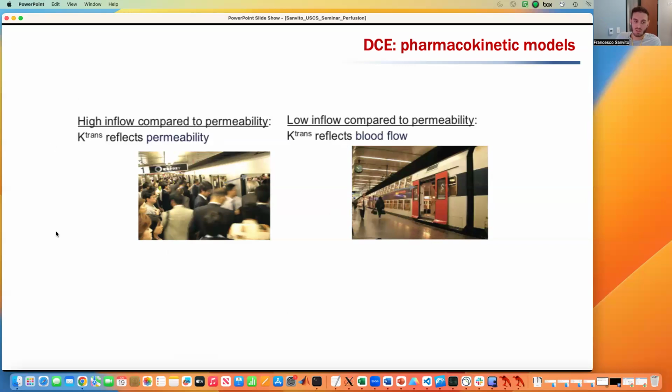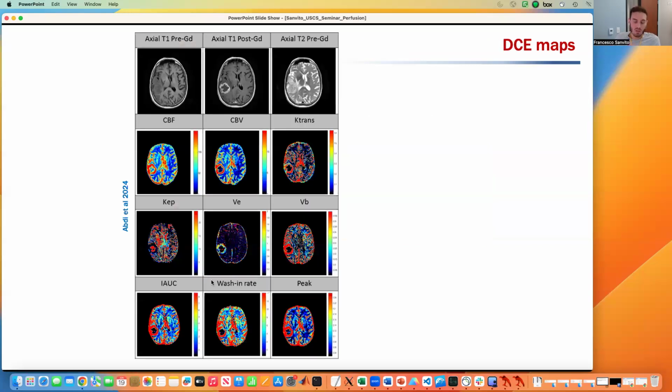But in brain tumors, this is usually the scenario where there's a lot of blood and blood vessels. So the Ktrans, we can say, reflects permeability. So overall, these are all the DCE maps, also some DSC maps. We'll see that later, including the quantitative maps like Ktrans, Kep, Ve, and the semi-quantitative maps like area under the curve. What are the pros and cons of using quantitative or semi-quantitative?